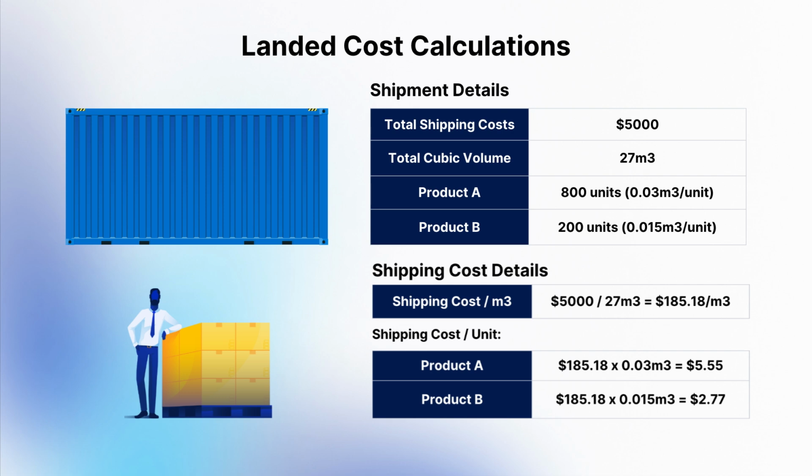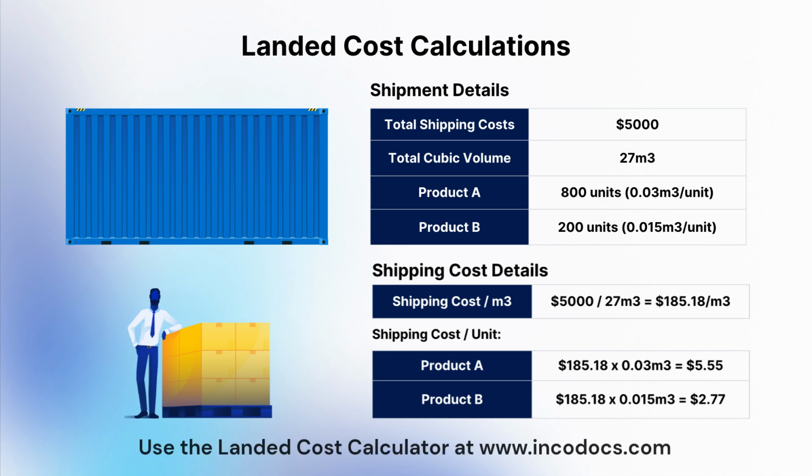To calculate the final landed cost of each product, the shipping cost per unit can be added to the product cost along with any other applicable import costs and fees. You can use the landed cost calculator at IncoDocs.com to make it quick and easy to calculate landed costs, sell pricing, and profit figures.